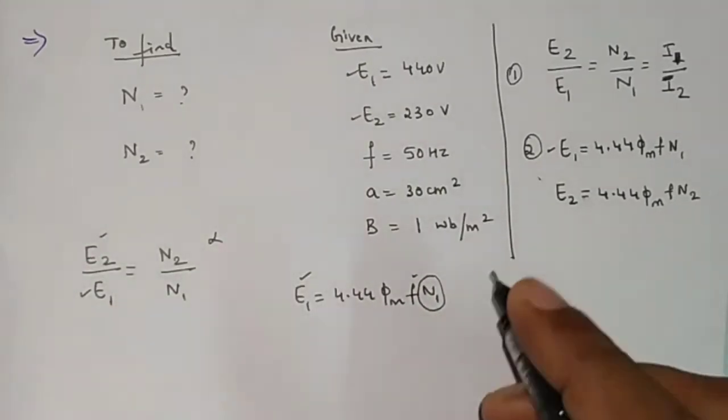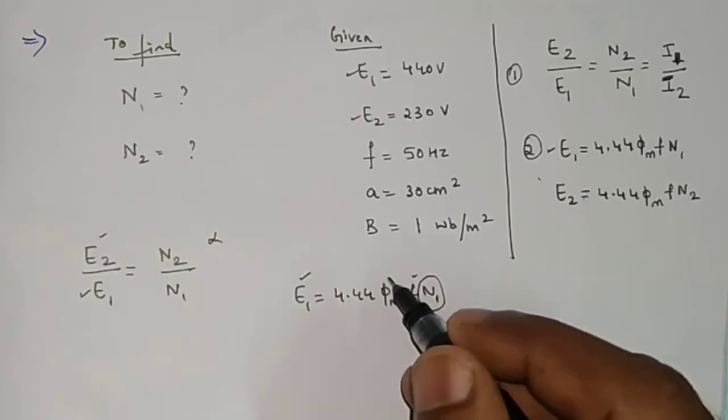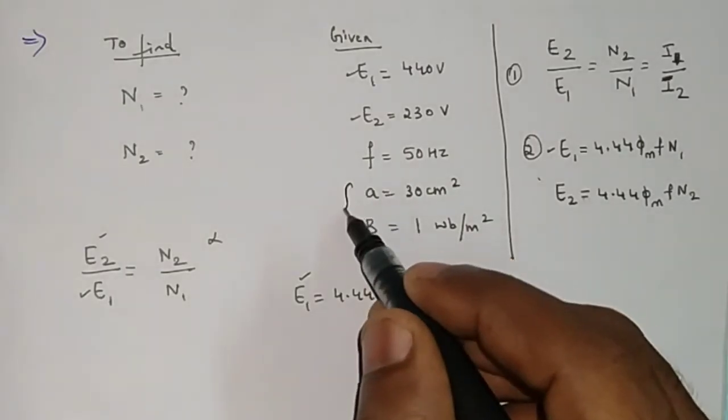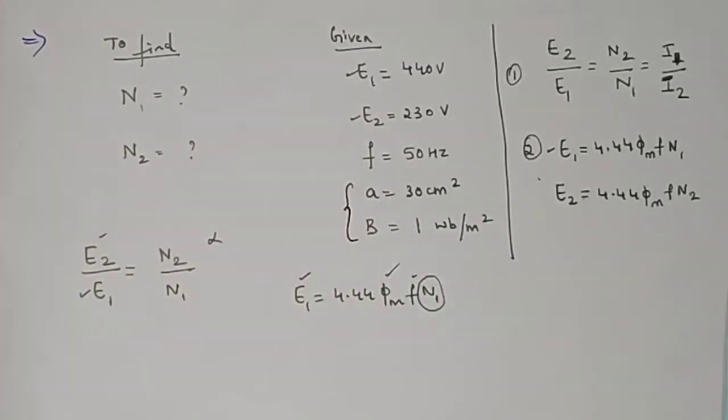So what I'm going to do is, before using this formula to find the number of turns, I need to find out the flux. So is there any formula which has flux? You can just see here from the question, they have given area and flux density.